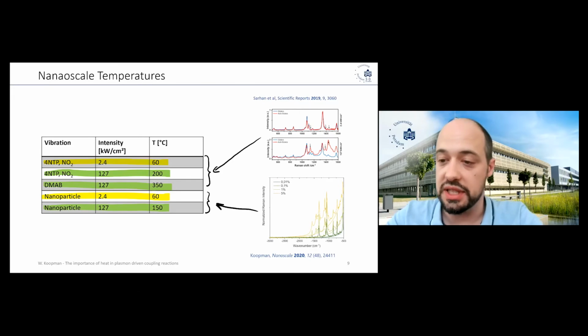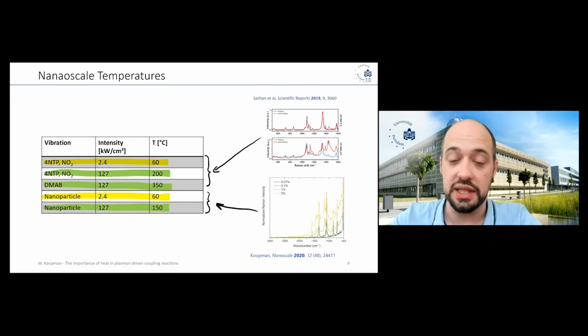Actually, our explanation for this is that what we see here on the molecules is probably not really a temperature, but rather a result of the injection of hot electrons, that we have a selective vibrational pumping of the molecule, and in this way, the vibrations are more strongly occupied than you would expect just from the temperature. For our temperature measurements, we decided that for the reactivity, it's probably better to look at the nanoparticle temperature, because here you really have a temperature. It's not only a single vibration we look at.